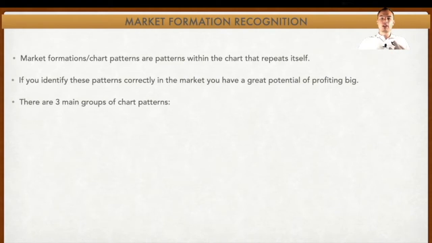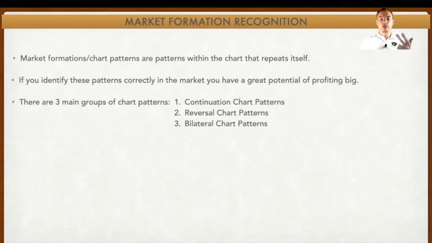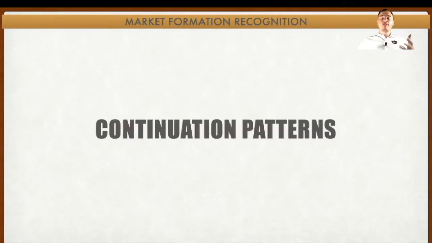Like I said, there's three main groups. Okay, first group is continuation patterns. Second group is reversal patterns, and third one is bilateral chart patterns. So there are different types of patterns within the three groups. So I'm going to be going through the three groups with their several patterns. So the first one I want to get through is continuation patterns. Before giving you the types of continuation patterns, I just want to explain it a bit more.